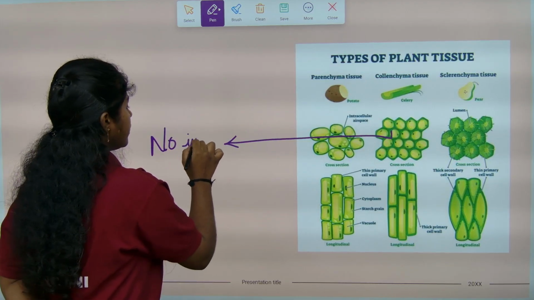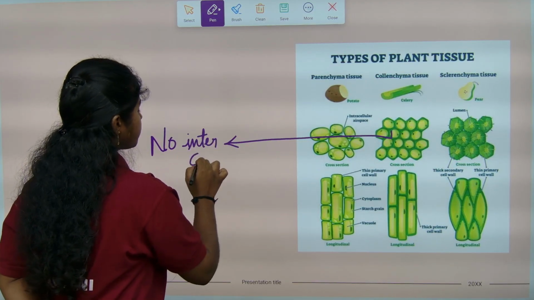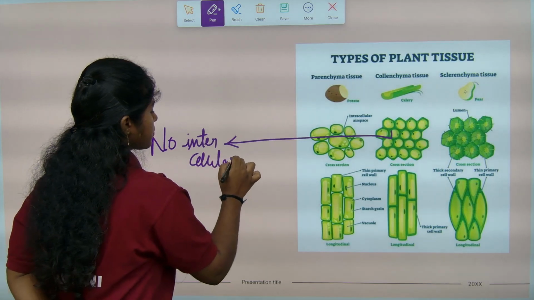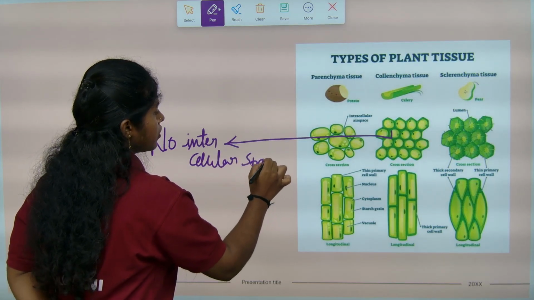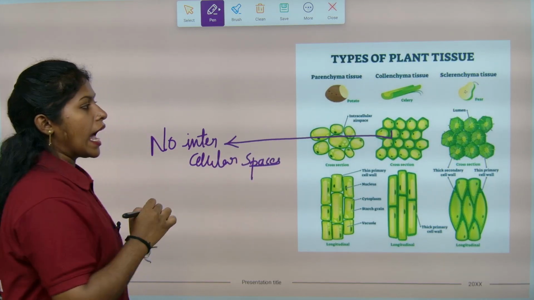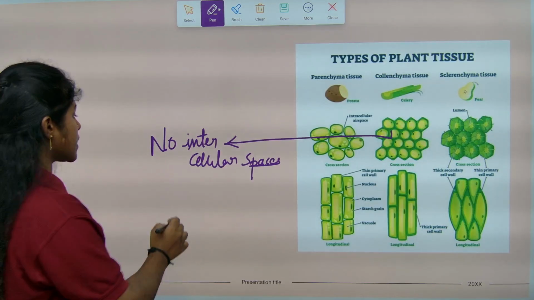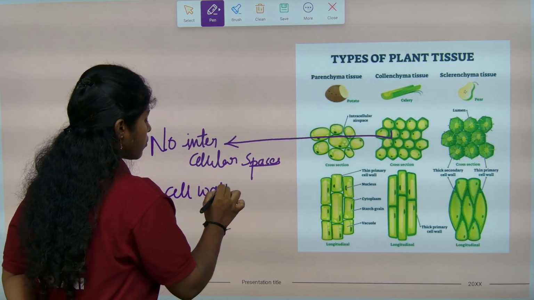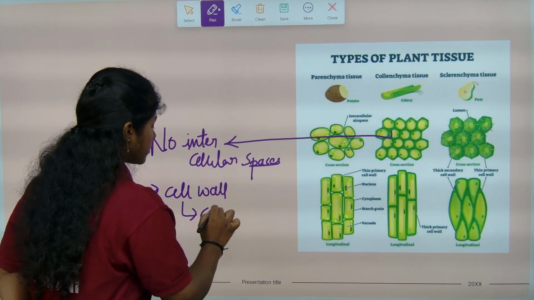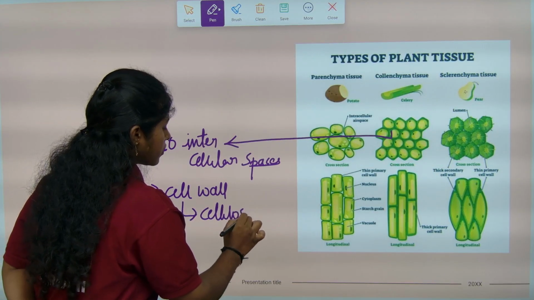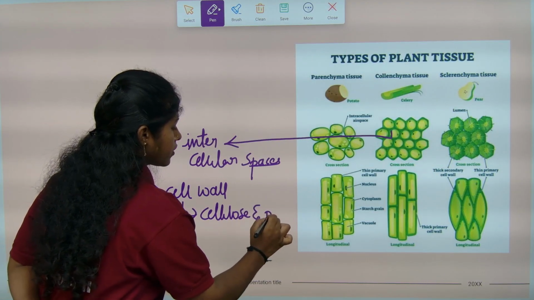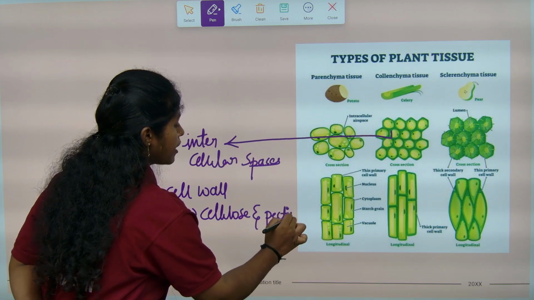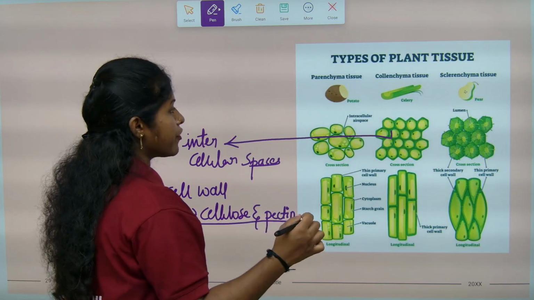There are no intercellular spaces. And the cell wall is made up of cellulose and pectin at the peripheral region.